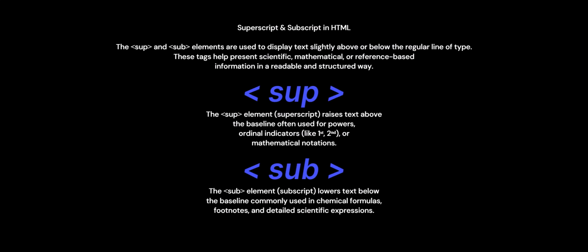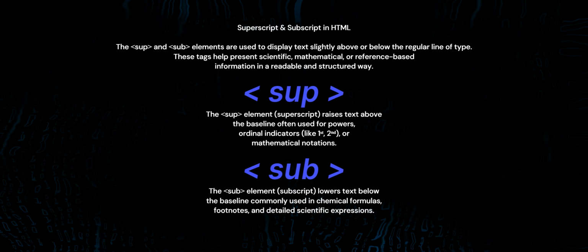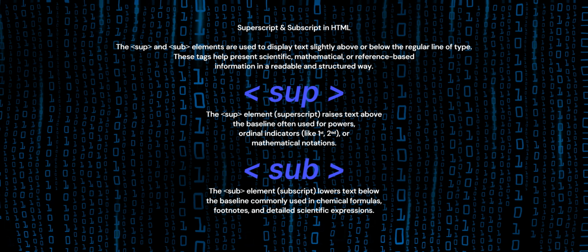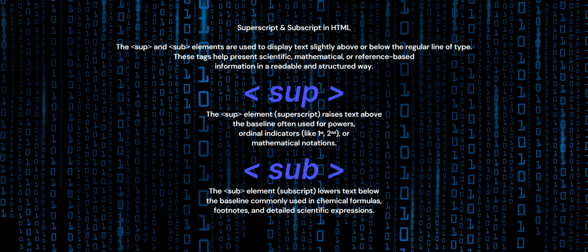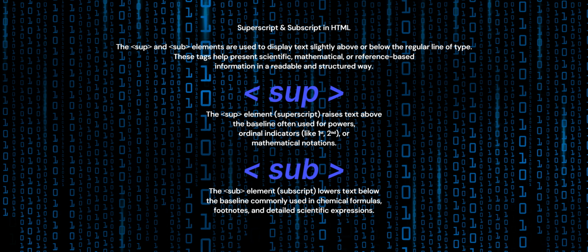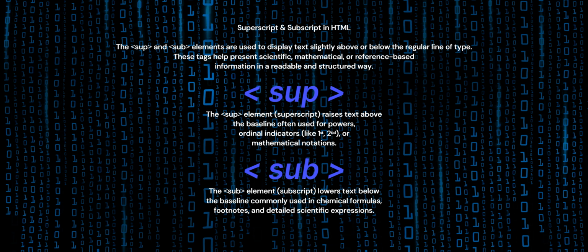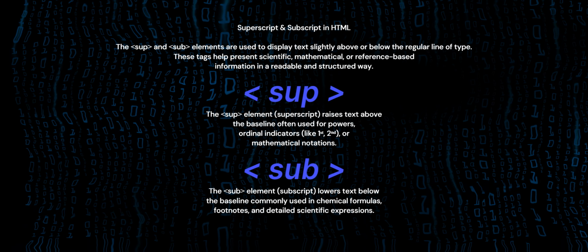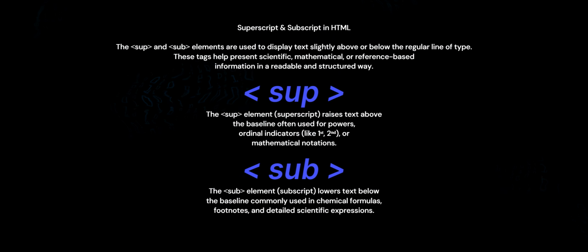Superscript and subscript in HTML. The sup and sub elements are used to display text slightly above or below the regular line of type. These tags help present scientific, mathematical, or reference-based information in a readable and structured way. The sup element, superscript, raises text above the baseline, often used for powers, ordinal indicators like 1st, 2nd, or 3rd, or mathematical notations. The sub element, subscript, lowers text below the baseline, commonly used in chemical formulas, footnotes, and detailed scientific expressions.